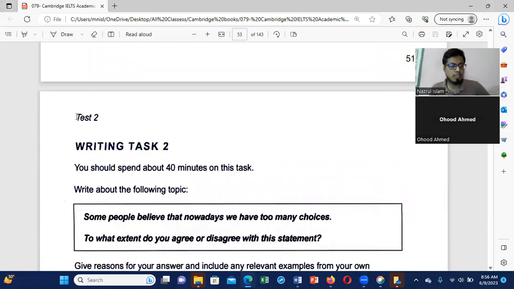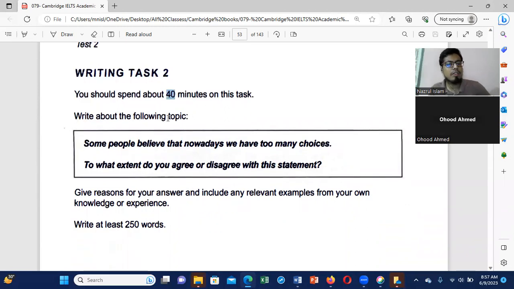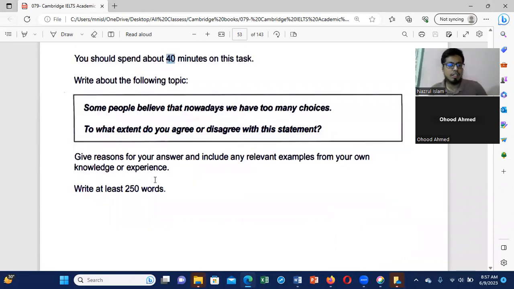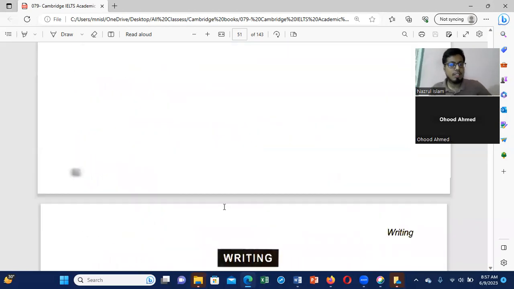But task 2, just see. Writing task 2, you can see you should spend about 40 minutes. Write about the following topic. Some people believe that nowadays we have 2 minutes for it. Then see, to what extent do you agree or disagree? Have you got it? To what extent do you agree or disagree? So it is about argument. I told you argument mostly you will see in the exam. It is one question.